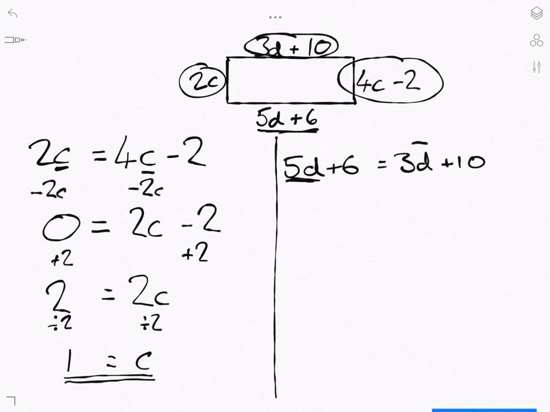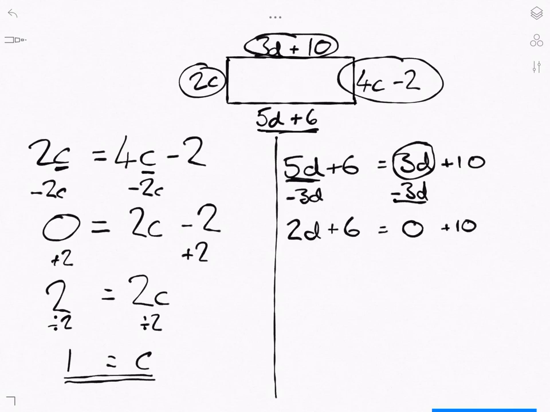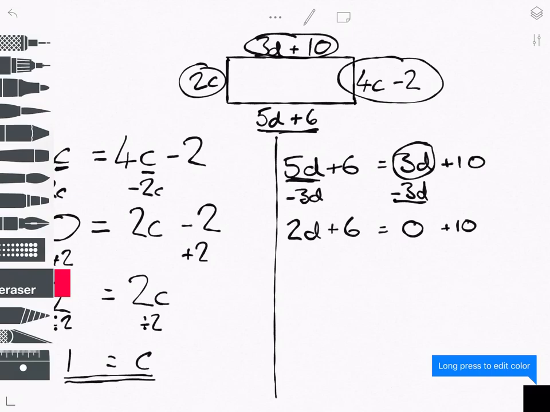So I need to get rid of this 3d on this side. So I'm going to minus a 3d. So I have to do that to both sides. 5d take away 3d gives us 2d. 3d take away 3d gives us 0. Okay. And we've still got this plus 6 here. And we've still got the plus 10 here. And of course, we don't actually have to write this 0 or the plus, just 10.